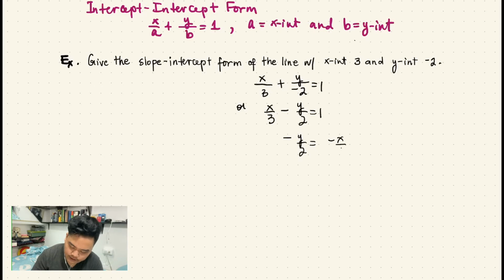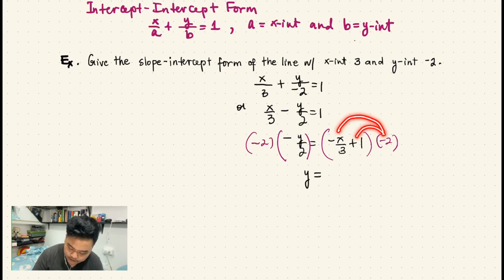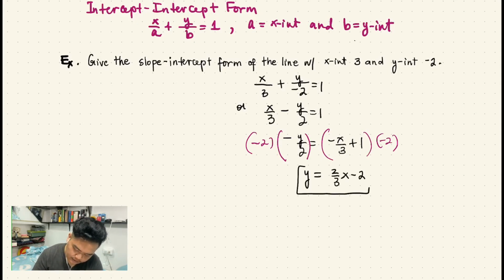So, negative x over 3 plus 1. To solve for y, you can multiply both sides by negative 2. So, distribute. Tapos, ito, minultiply ko to get y. Okay? So, magiging 2/3 x minus 2. So, ito na yung final answer.